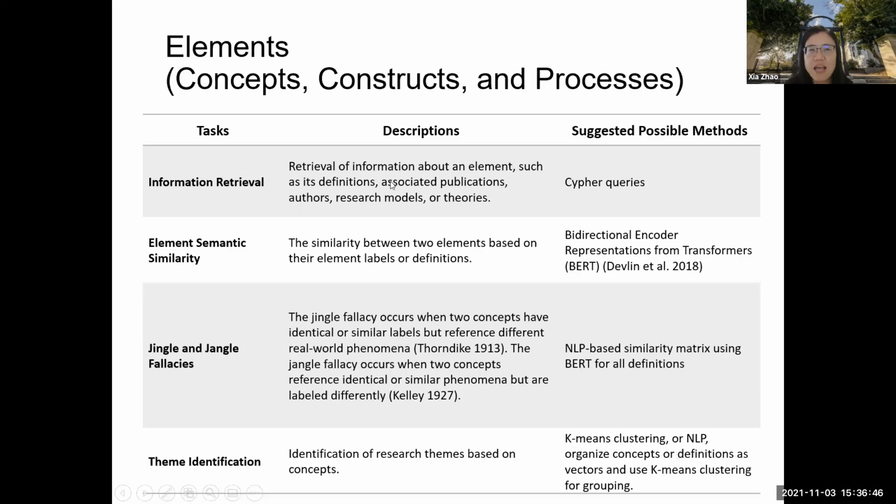Okay, first I want to illustrate, at an element level, what analysis we can facilitate. At the element level, we can do a few tasks for knowledge extraction and synthesis, like information retrieval. We can use several queries to retrieve information about an element, such as the element's definition, the associated publications, authors, research models, and the theories.